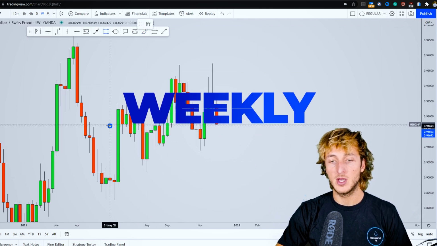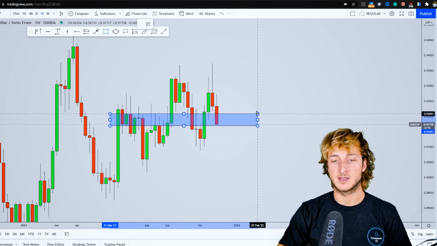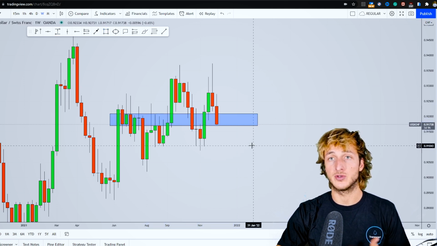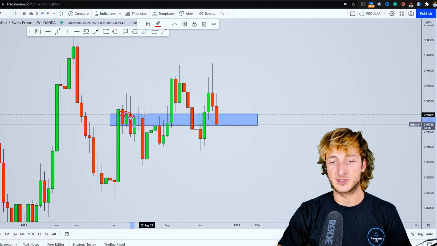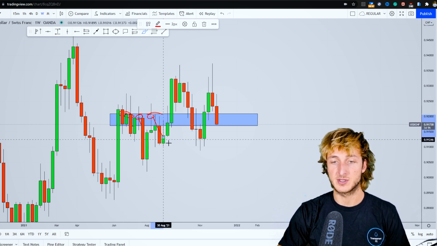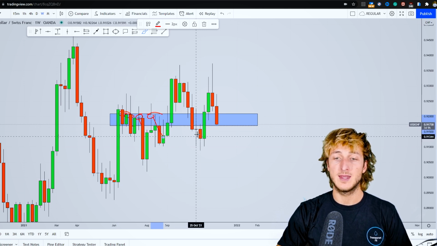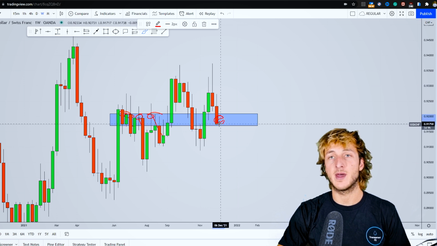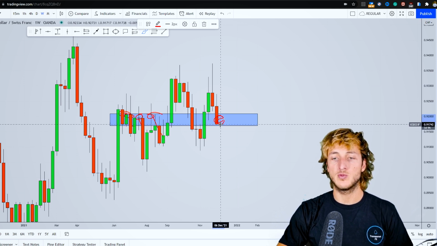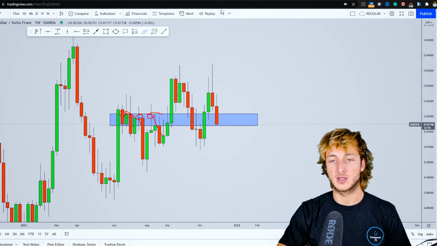Here in the weekly, we can see that at the moment we are testing quite strong historical structure for this market. In fact, this area was acting as resistance here, again resistance here, again resistance here. The market broke it to the upside. Then here we had a fake breakout, and currently we're testing once again this demand and support area that we can expect the market to reject to the upside.